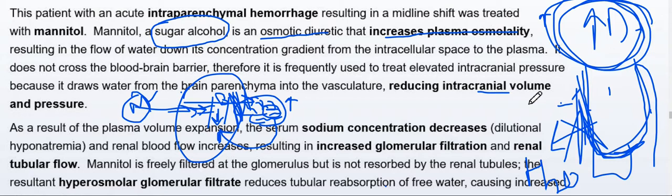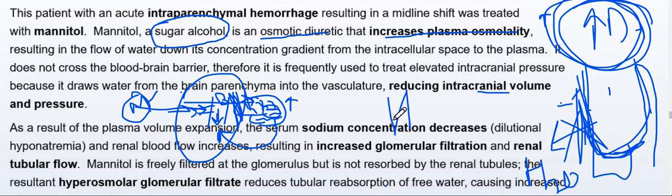So what will be the effect on plasma osmolality? What will be the effect of mannitol on the sodium concentration of the blood, and what will be the effect on the glomerular filtration? So we will see that one thing. First of all, when it enters the blood, it causes increased plasma osmolality. When it causes a shift of fluid from other organs toward the plasma, it is causing dilutional hyponatremia. So what is dilutional hyponatremia?